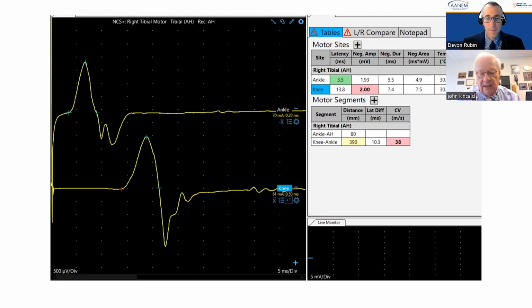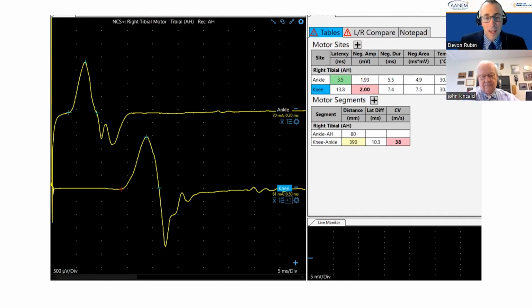Your velocity is mildly slow at 38. My low limit is still right at about 41 for a person of this age. Distal latencies look good. Maybe there's just a little bit of dispersion or complexity of the compound action potential, and again, that probably reflects the loss of amplitude. So this is abnormal.